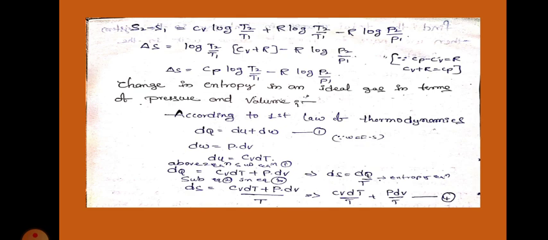So according to one mole ideal gas equation, that is pv is equal to RT, so therefore T is equal to pv by R. So differentiate the above equation on both sides, that is dT is equal to p dv plus v dp by R. So substitute equation number 5 in equation number 4, that is ds is equal to Cv of p dv plus v dp by RT plus p dv by T. So therefore ds is equal to Cv p dv by RT plus Cv v dp by RT plus p dv by T.